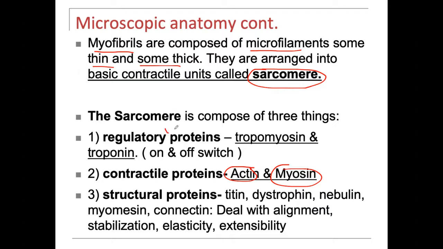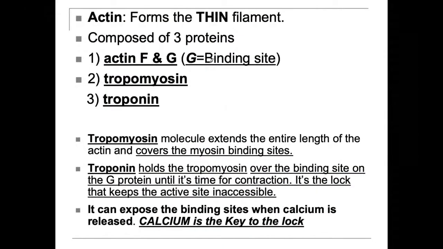So the sarcomere is composed of regulatory proteins, tropomyosin and troponin. That's the on and off switch. Contractile proteins, actin and myosin, and then structural proteins. Dystrophin, this one you may have heard of before because you may have heard of muscular dystrophy when there's an autoimmune condition and the body starts to attack its own structural proteins, the dystrophin, muscular dystrophy. So actin is made up of an F strand and G molecules.